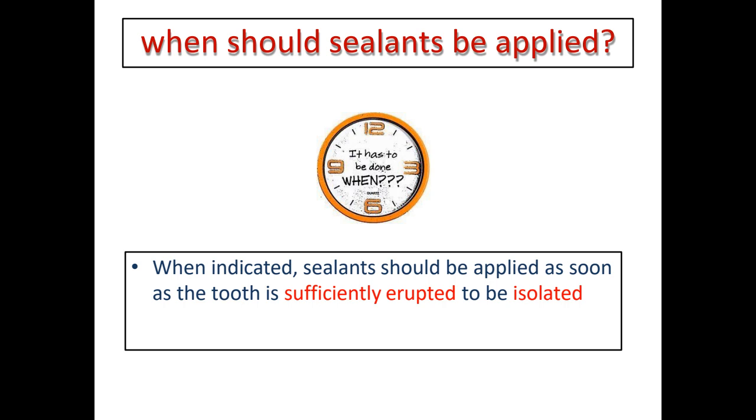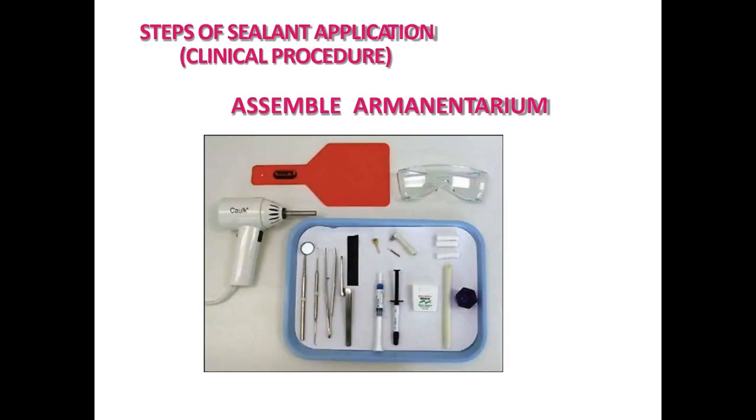When should this sealant be applied? The sealant should be applied as soon as the tooth is sufficiently erupted and we can isolate it completely. So understand, if the tooth is sufficiently erupted and we can isolate it very effectively, you can go with the pit and fissure sealant. Now coming to the sealant application. These are some of the armamentarium which are used for the placement of the sealant. You need to arrange all of this armamentarium before you place the pit and fissure sealants.